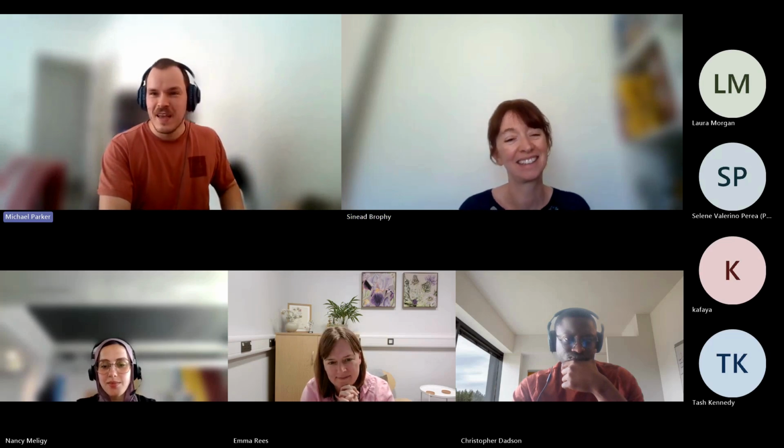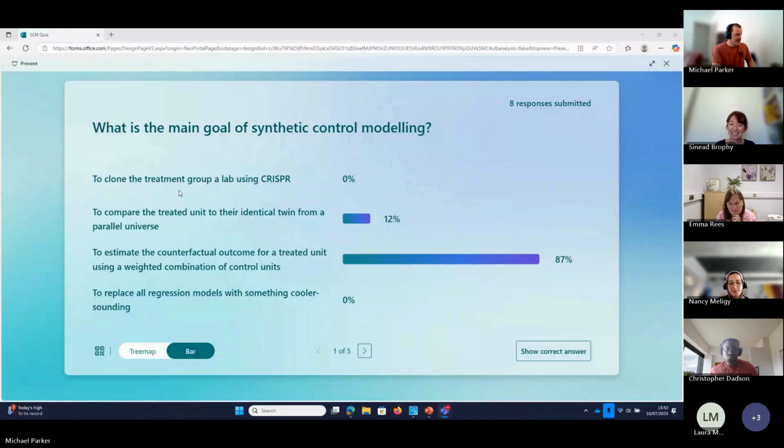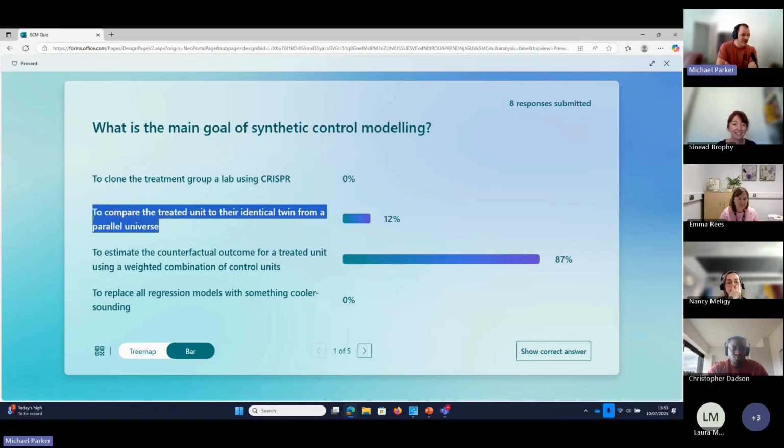But we'll have a quick glance through the quiz, and we'll just look at the answers. So what is the main goal of synthetic control modeling? To clone the treatment group in a lab using CRISPR. So CRISPR is a gene cloning or editing technique, so it's not that one. To compare the treated unit with their identical twin from a parallel universe.